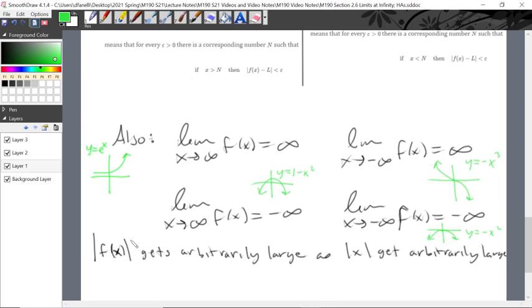Okay, so symbolically we can state that in all 4 of these cases here, the magnitude or the absolute value of f of x gets arbitrarily large, that is as large as we want, as the magnitude of x also gets arbitrarily large, right? So as x goes to either plus or minus infinity, then f of x would go to either plus or minus infinity as well.